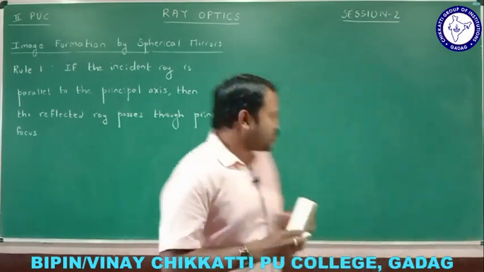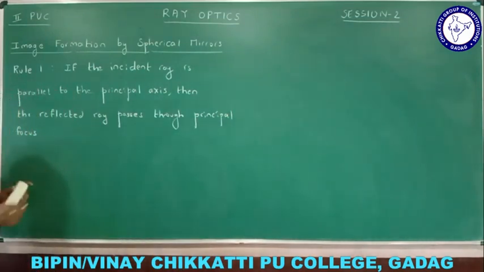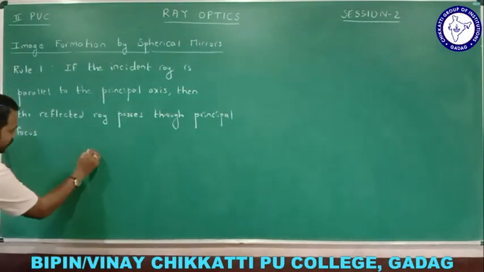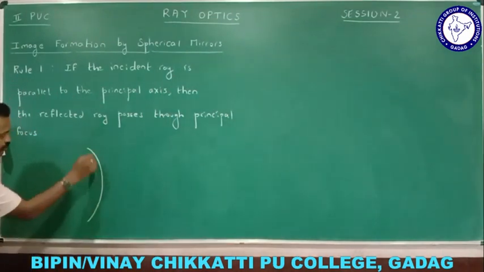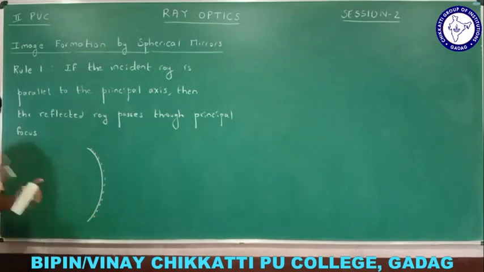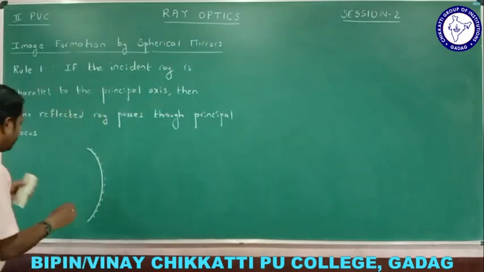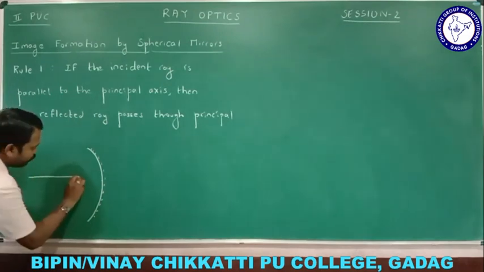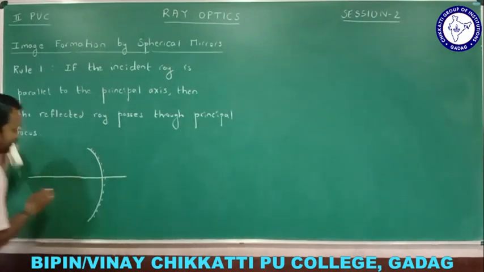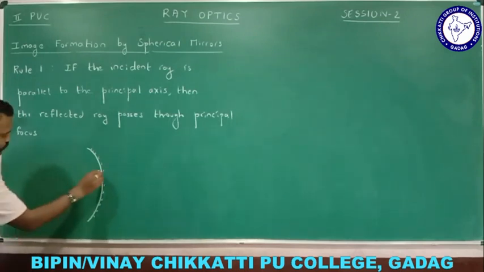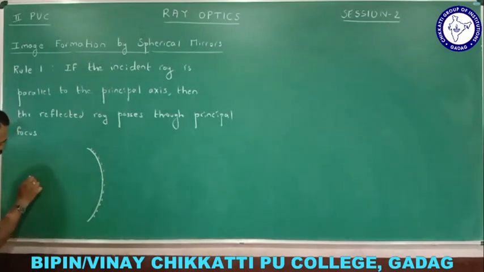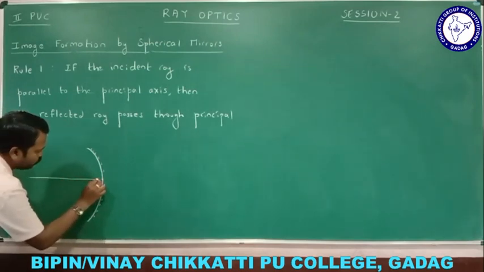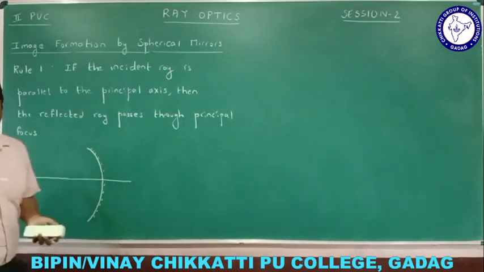Okay, let us check it out with the ray diagram. First let us consider a concave mirror, then I will be considering convex mirror. We know that this is a concave mirror whose reflecting surface is inside the curve. Let me take this point as the pole, the midpoint of the mirror, and the line which passes through the pole is called as principal axis.